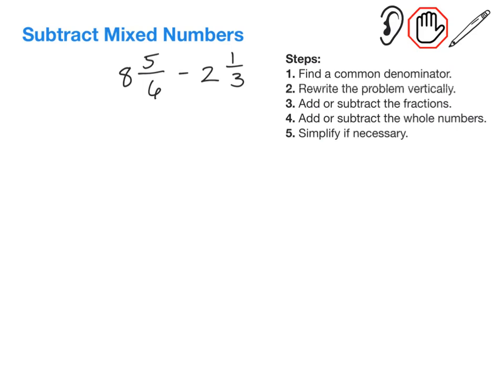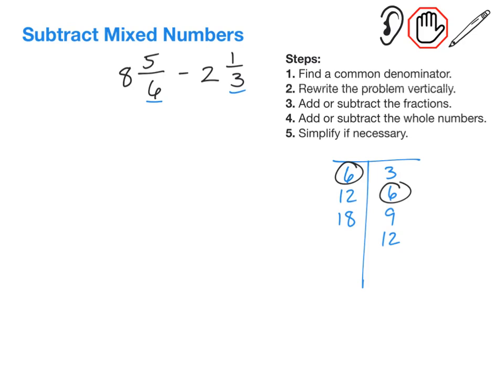Okay, moving on to a subtraction of mixed numbers problem. First, I'm going to find a common denominator. I see that I have a denominator of 6 and a denominator of 3. So in order to find my least common denominator, I can make a T-chart. So I can list my multiples of 6: 6, 12, 18, and I'll stop there. 3, 6, 9, 12, and I can stop there. I can circle my least common denominator, which is 6. So the least common multiple between 6 and 3 is 6. So my least common denominator will be 6.